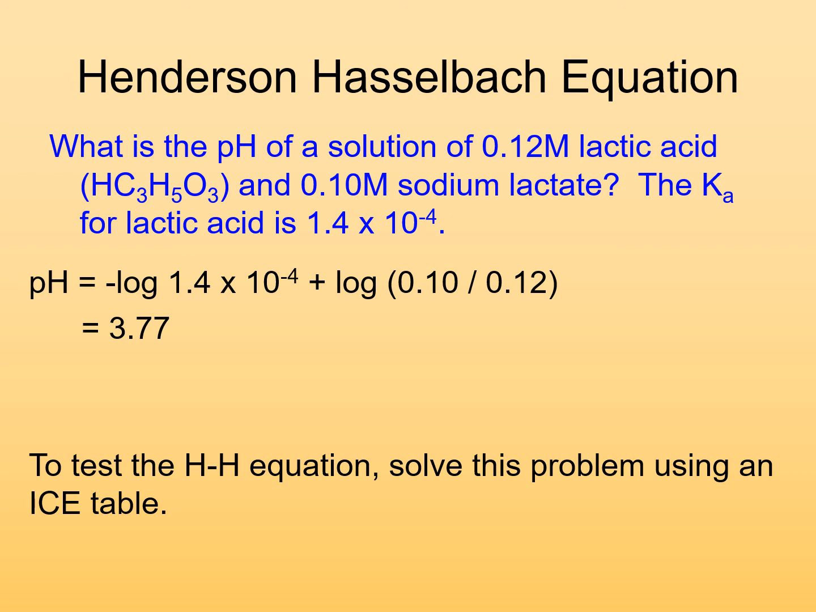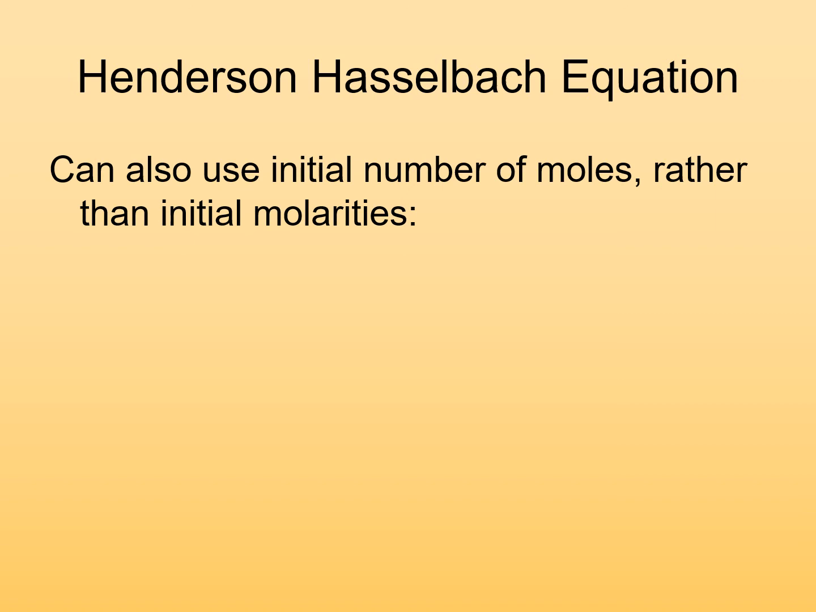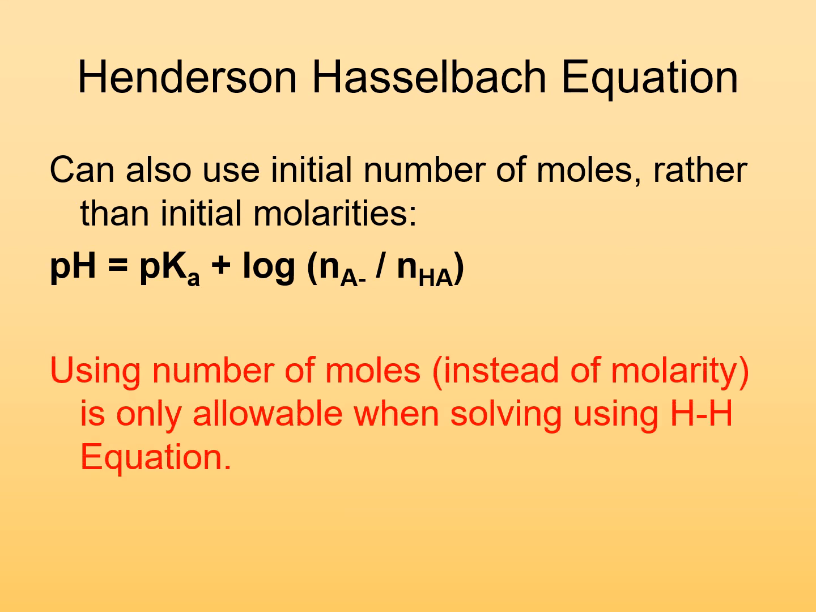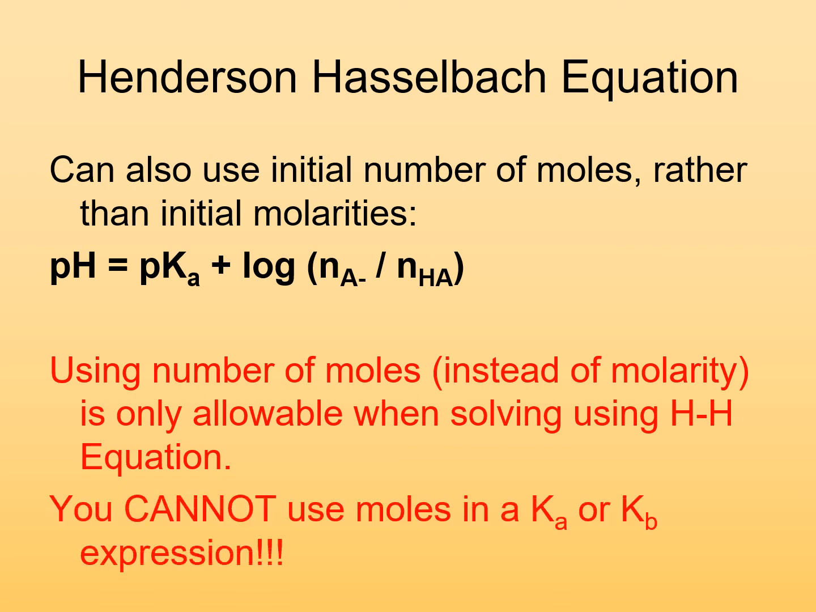Let's look at another situation you can deal with using Henderson-Hasselbalch. You can also look at the number of moles that you're starting with of your acid and base instead of initial molarities. So if you don't know molarities, you can simply plug in moles. It's still going to be the pH is equal to the pKa plus the log of the moles of the base over the moles of the acid. And this is only allowed where you can use the value of moles when you're using the Henderson-Hasselbalch equation. You cannot plug in moles into Ka and Kb, only if you're doing it for the Henderson-Hasselbalch equation.